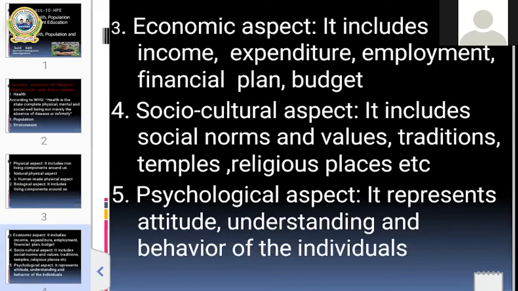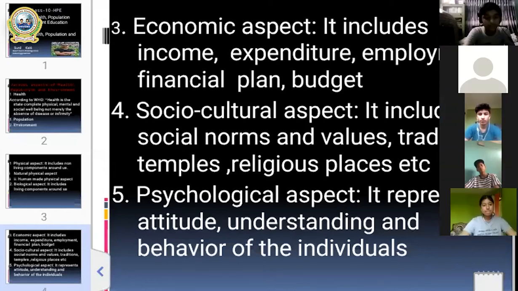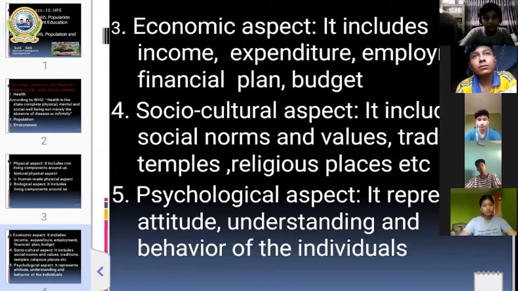And after adjustment, we feel comfortable to settle in our society. And comfortable means satisfaction. Satisfaction means it encourages us to create good health. So in this way, the socio-cultural aspect is also one of the important aspects that clarify that the three terms health, population, and environment are interrelated with each other.